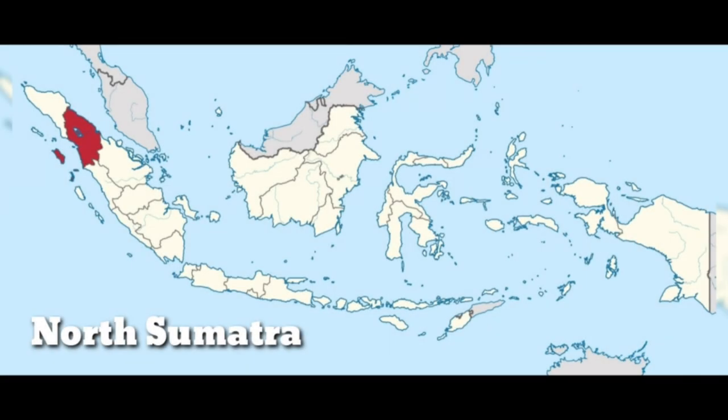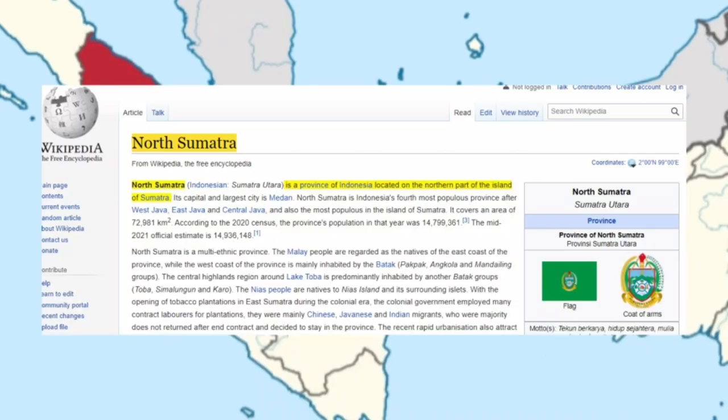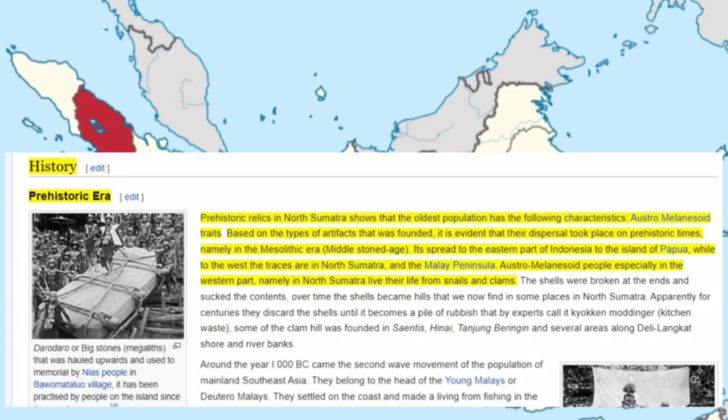North Sumatra. North Sumatra is a province of Indonesia located on the northern part of the island of Sumatra. History, prehistoric era. Prehistoric relics in North Sumatra show that the oldest population has Austro-Melanesian traits. Based on the types of artifacts that were found, it is evident that their dispersal took place in prehistoric times, namely in the Mesolithic era, Middle Stone Age. It spread to the eastern part of Indonesia, to the island of Papua, while to the west the traces are in North Sumatra and the Malay Peninsula.